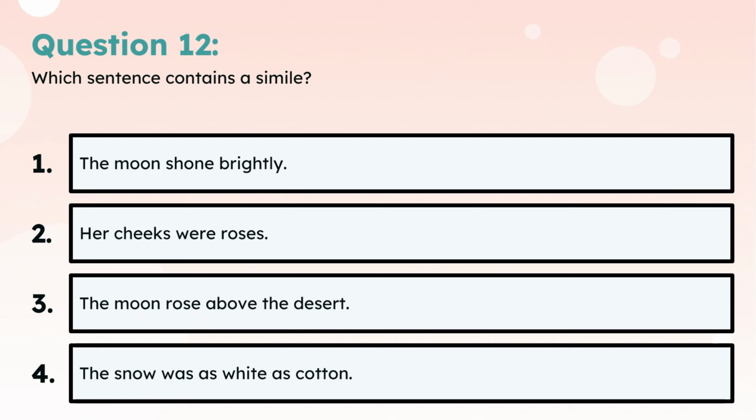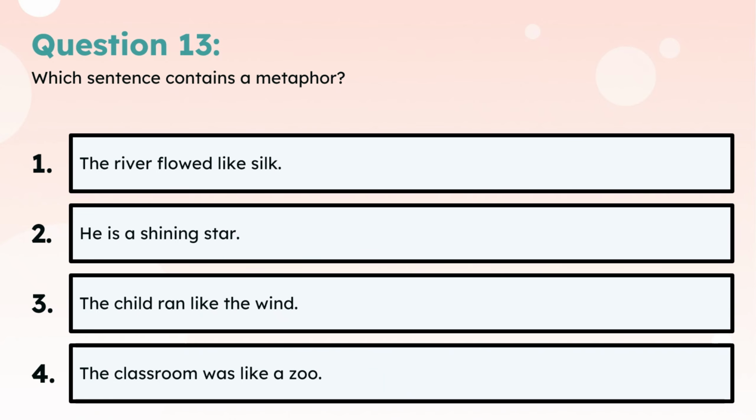Question 12. The correct option is sentence 4. The snow was as white as cotton. Question 13. The correct option is sentence 2. He is a shining star.